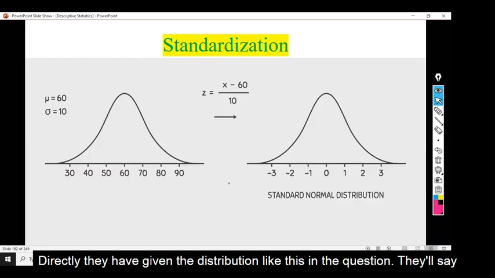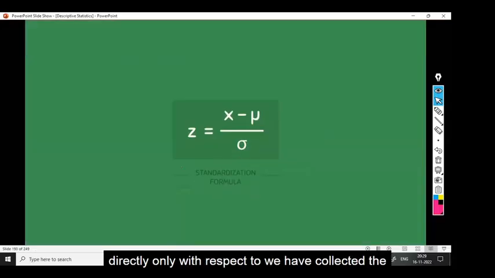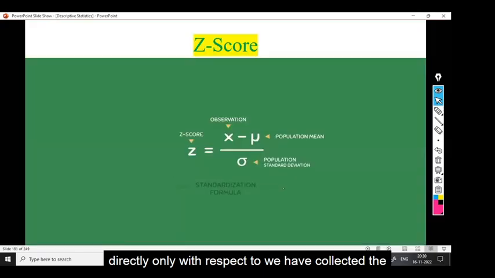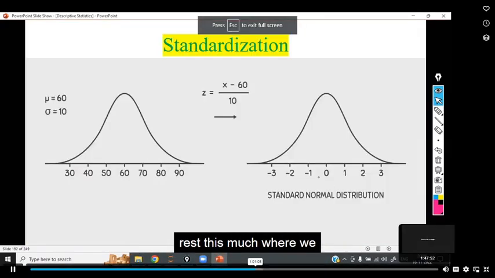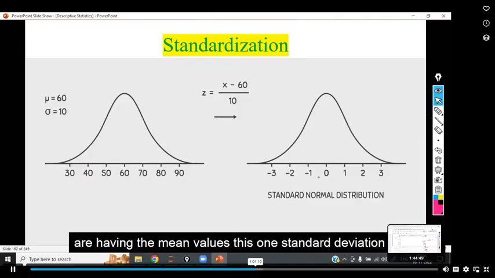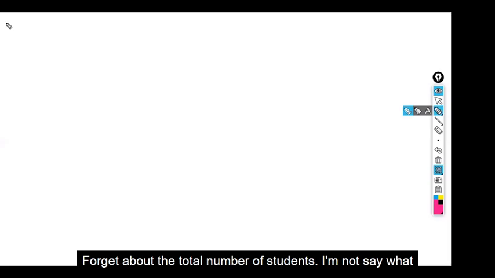Directly they have given the distribution like this. In the question, they will say directly, with respect to the heights of various students we have collected, that the mean value is this one and the standard deviation is this one. You have to write it down. For example, in my class, forget about the total number of students.